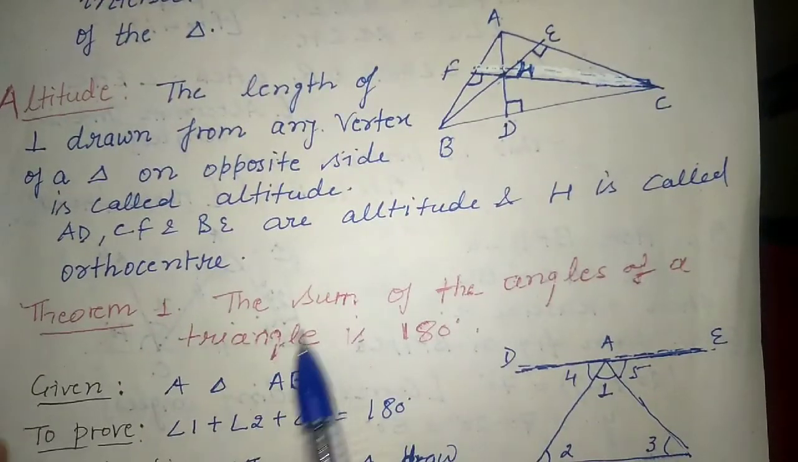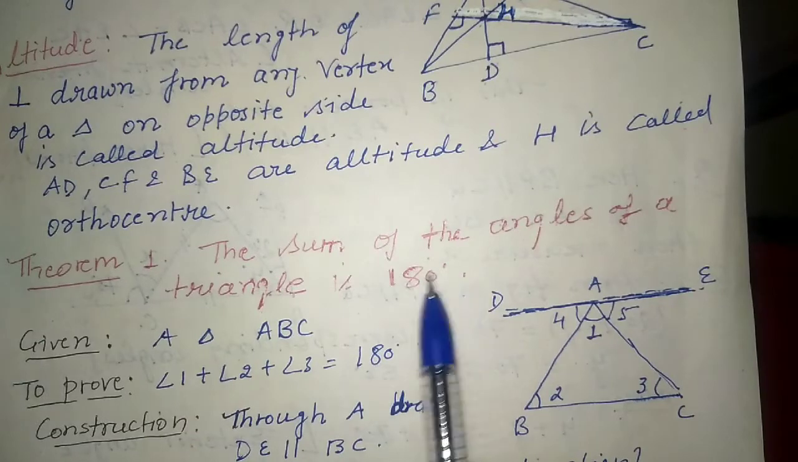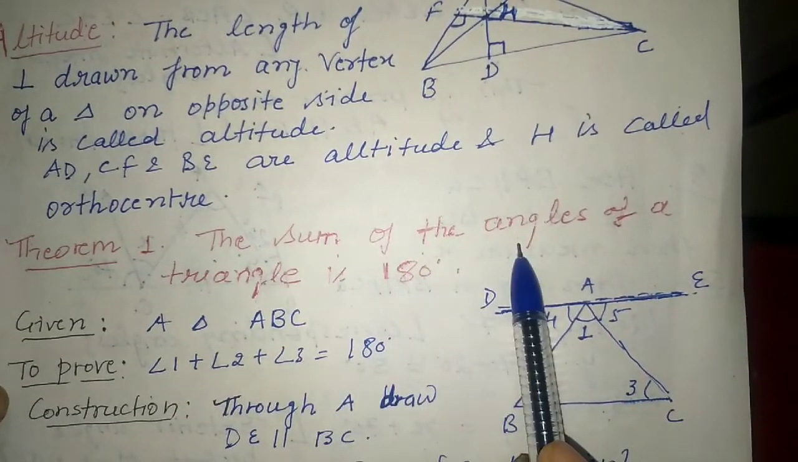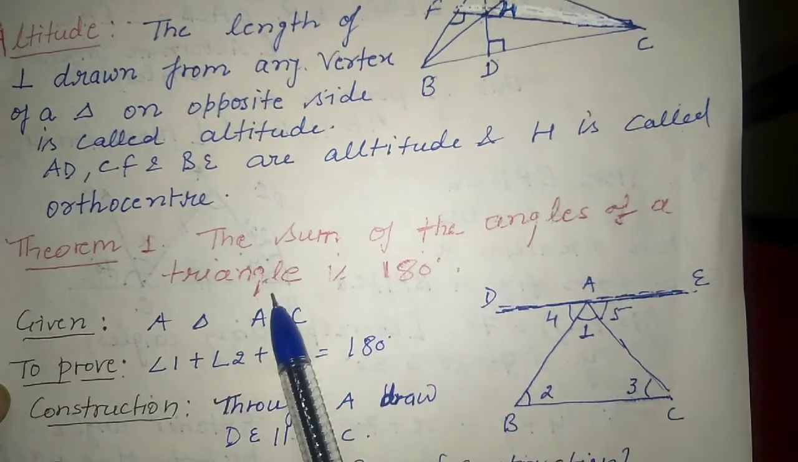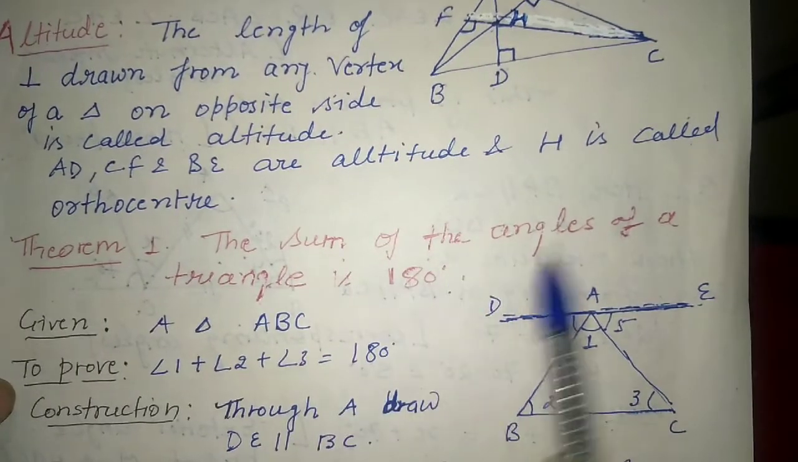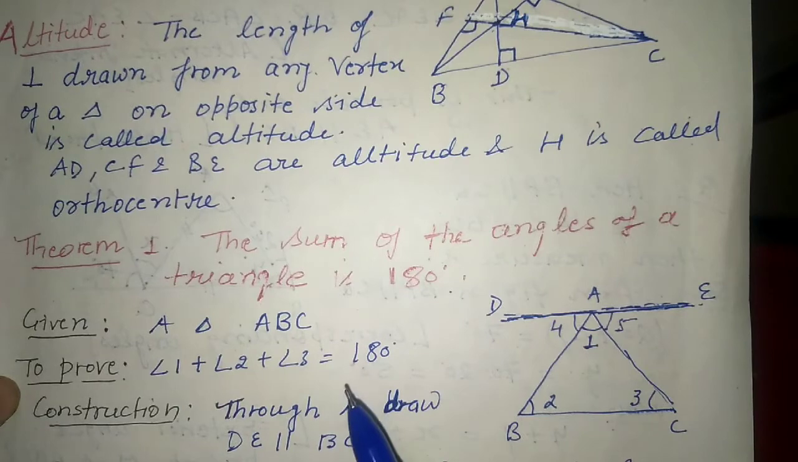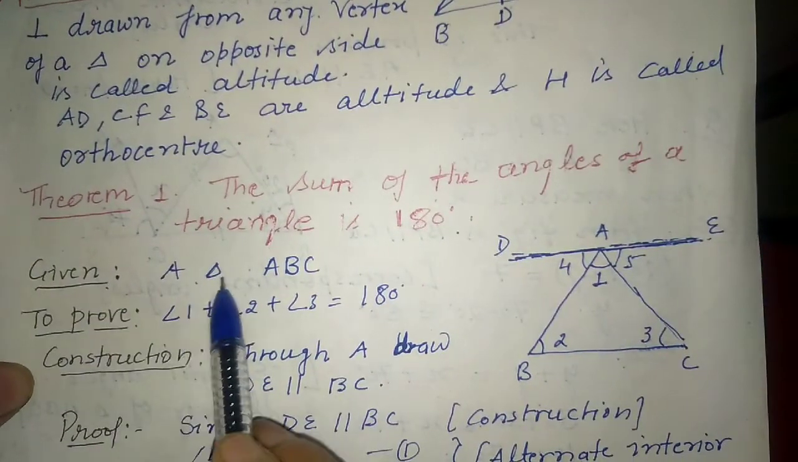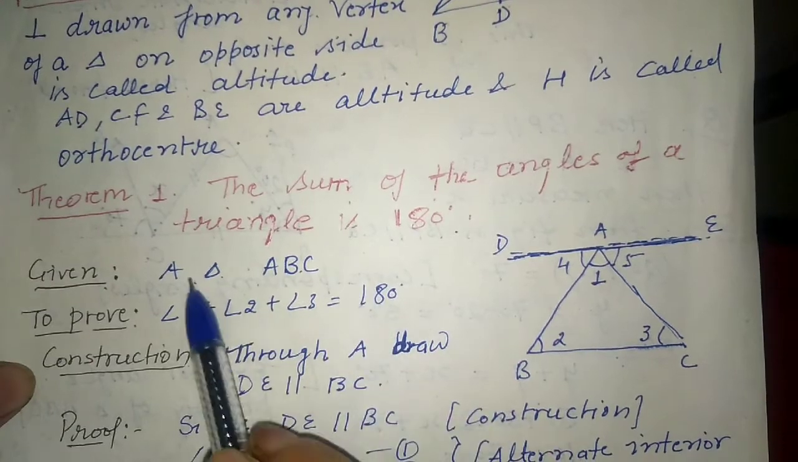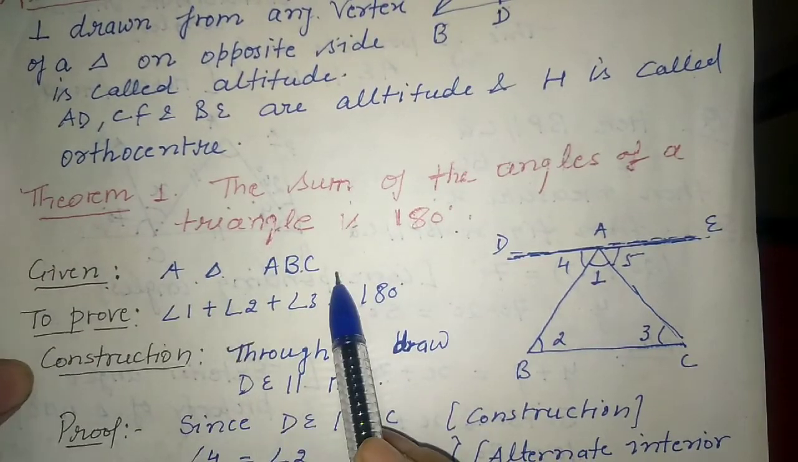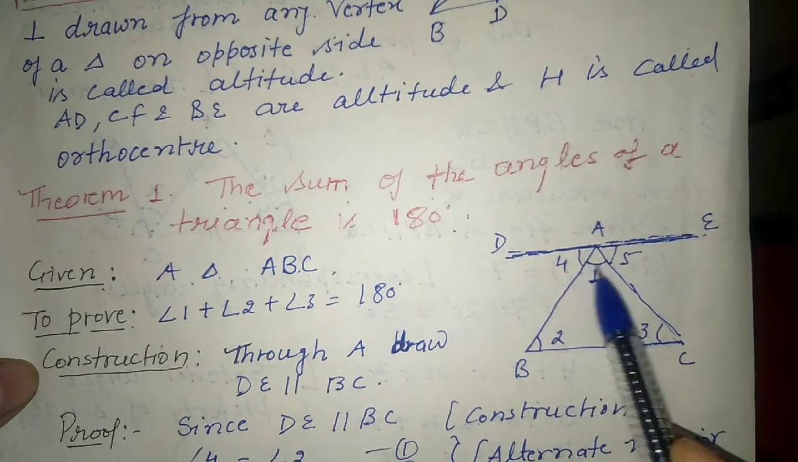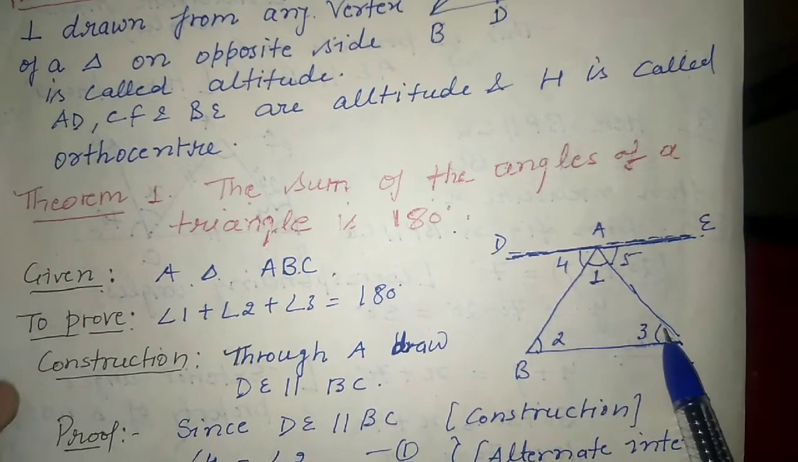Now the theorem, all of you are familiar with it from your previous classes. The sum of the angles of a triangle is 180 degrees. The sum of the interior angles of a triangle is 180 degrees. So this theorem is given. We have a proof of this theorem. A triangle ABC. This is a triangle here, ABC, with angle 1, angle 2 and angle 3.